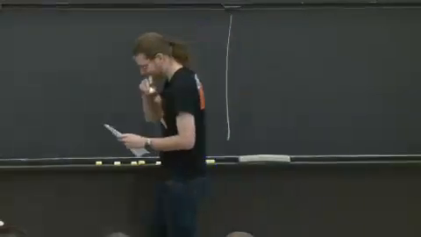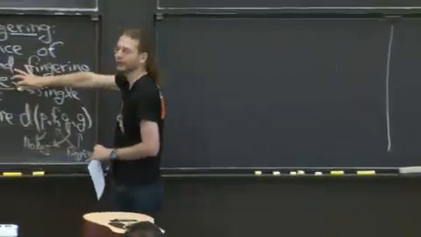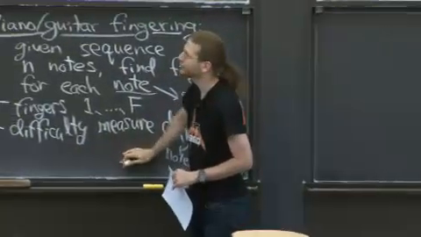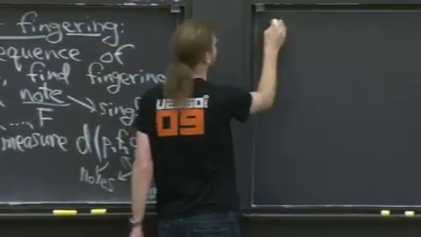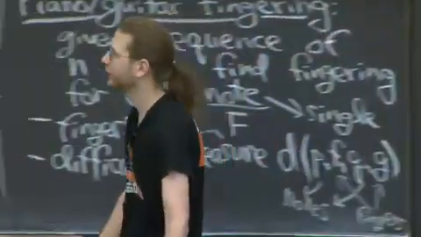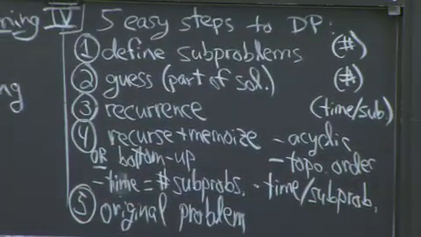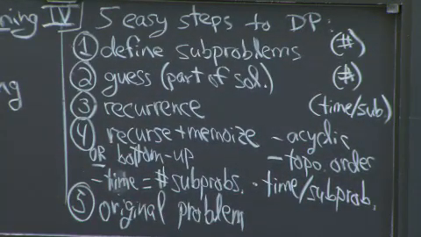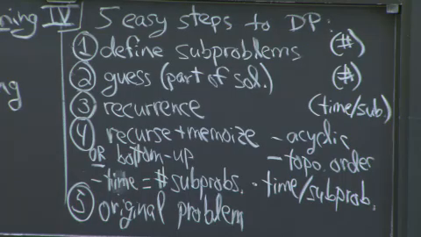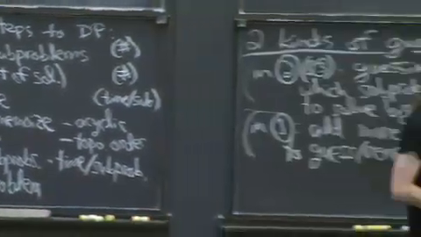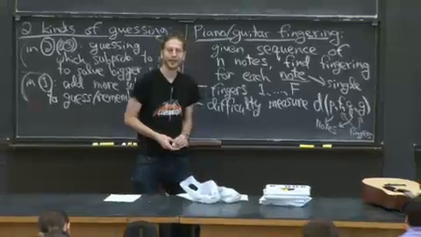So let's solve this with dynamic programming. Okay, that's the cool thing. So we can do it. And we follow our 5-step procedure. So the first thing is to define subproblems. What are the obvious subproblems for a setup like this? Or what are the 3 obvious candidates?